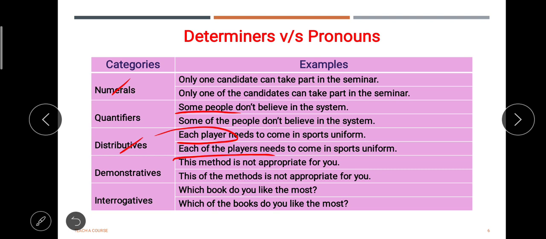Next one is demonstratives. This method is not appropriate for you. So this and method put together means this is working as a determiner over here. But this of the methods is not appropriate for you. Obviously they are not together, so this is used as a pronoun over here. The last example is interrogatives. Which book do you like the most? And in the next sentence, which of the books do you like the most? A little difference creates a lot of difference in the class and category also. So in the first example, which is a determiner, in the second example, which is a pronoun. In this way we must be able to identify whether the words used in the sentence are working as a determiner or pronoun.